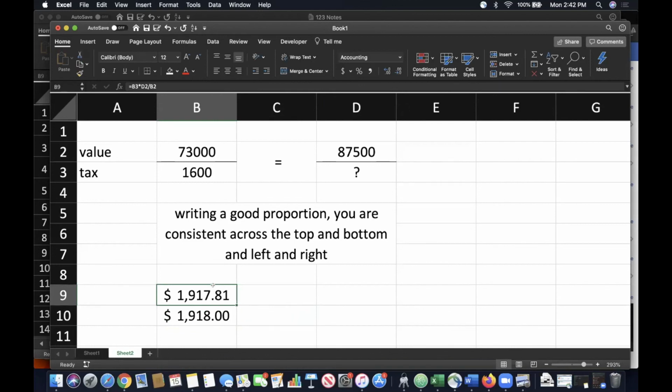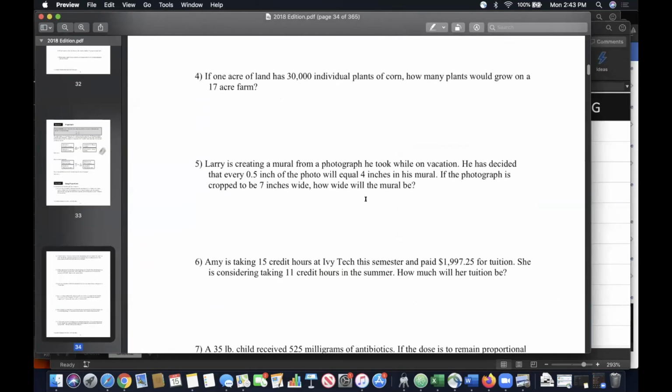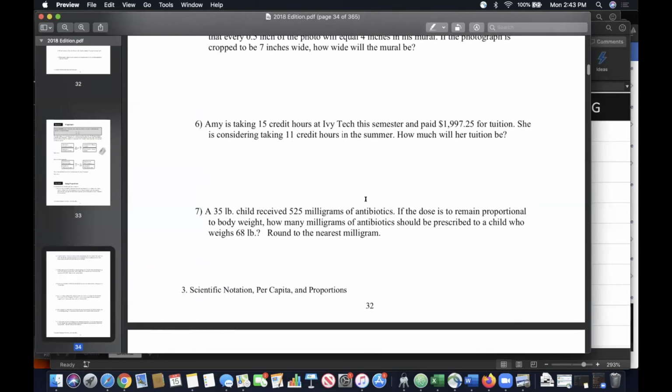So I do try to go back on the big assessments and give partial credit for little mistakes like that. But again, from my perspective, the attention to detail is just one of the things that you're developing as a student. Okay, that page is a great page to practice proportions on. There's about 6 or 7 problems there.